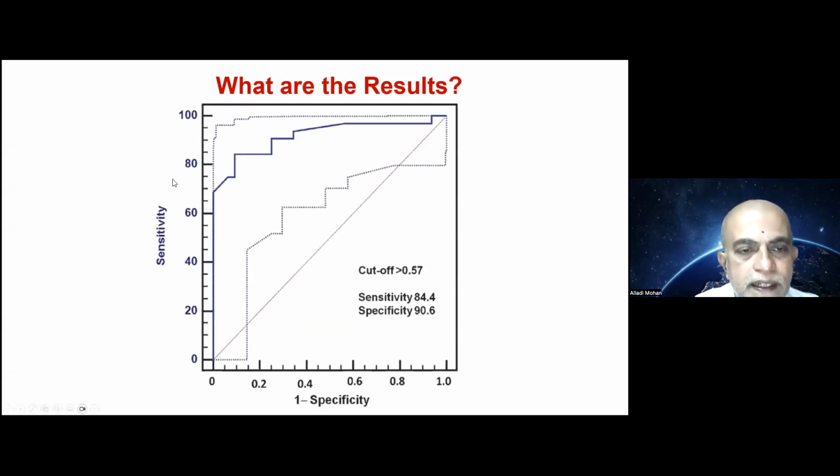So this is the ROC. The sensitivity is on the y-axis. The 1 minus specificity is on the x-axis. And these dotted lines, stippled lines, are the 95% confidence bands. At a CIMT cutoff of more than 0.57, the sensitivity was 84.4 and specificity was 90.6. This was the optimal trade-off between sensitivity and specificity. If we had a sensitivity and specificity of 1 and 1, that would be an ideal test. But in real life, ideal tests are seldom available.